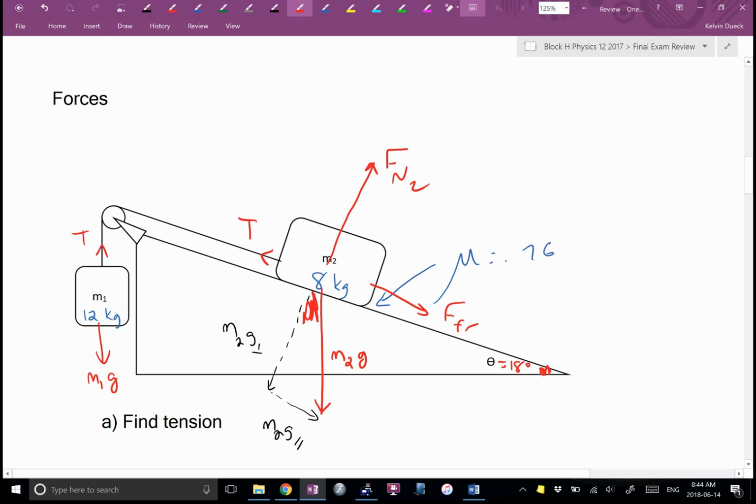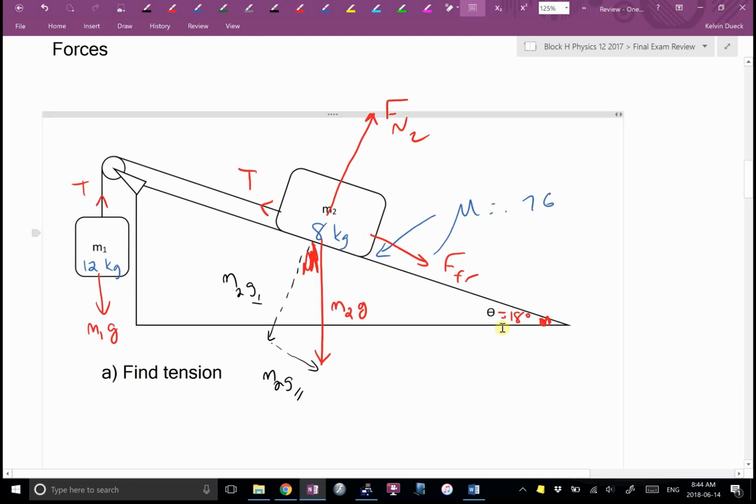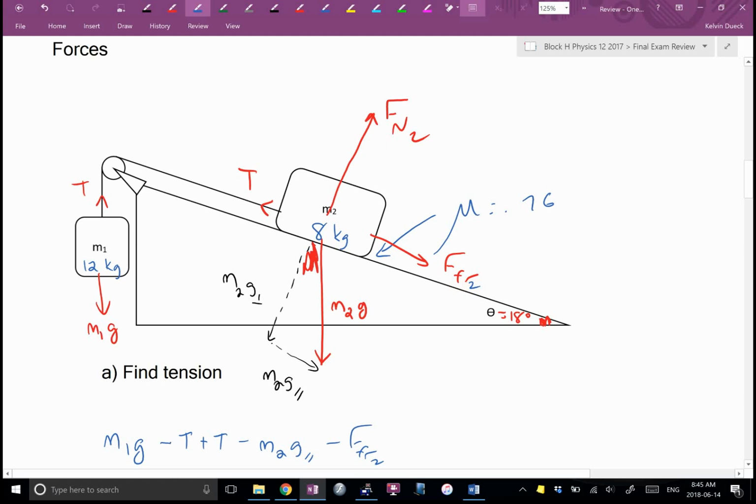What's my equation? M1G minus M2G parallel minus force of friction. I'll put those in there. You don't have to, but I often do just to make sure I haven't missed anything. When I did this in my last block, I'd forgotten to write that tension, and I caught it right away because my tension didn't cancel. And whoops, better make sure I add that. Minus M2G parallel minus, and you know what? I should have called it friction force number 2 to go with mass number 2. Thank you. Equals.